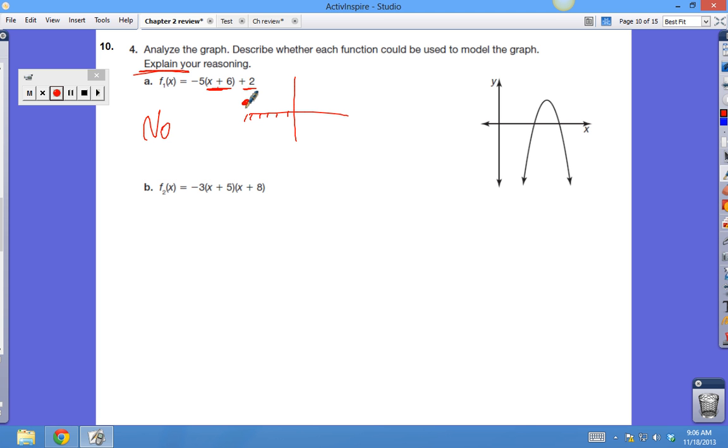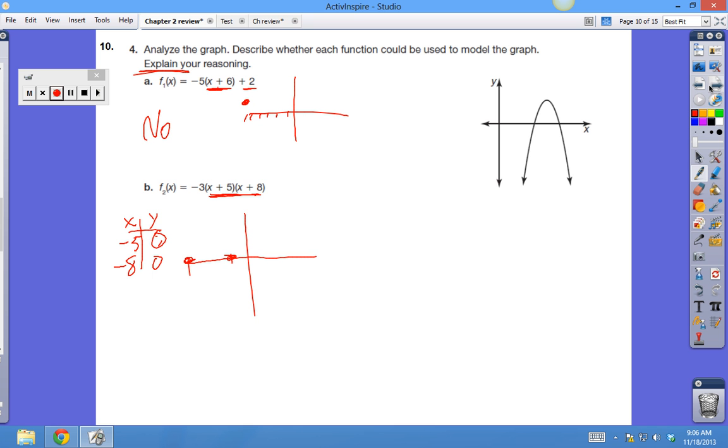B. This looks like factored form. So when it's in factored form, I can find my roots. My roots are these guys right here. My roots are going to be at -5, 0 and -8, 0. So -5, 0, -8, 0. There should be my roots. So this one is also no, because my roots should be on the left side, not on the right side. So neither one of those functions could describe that graph.